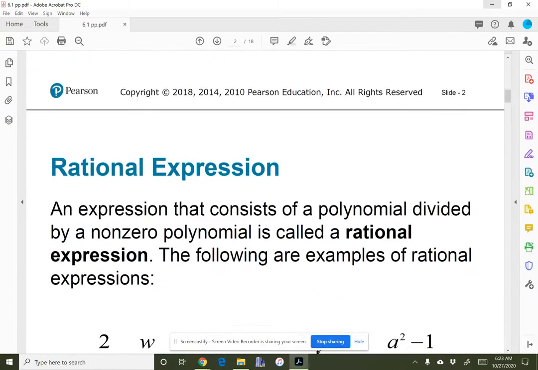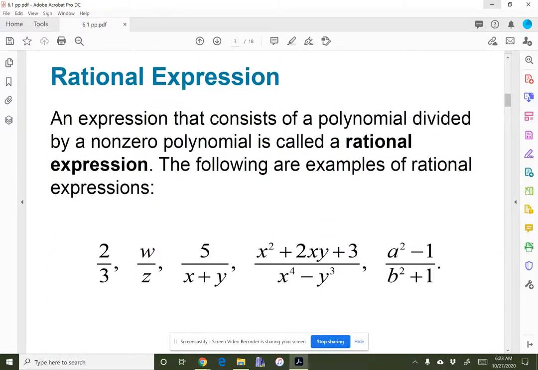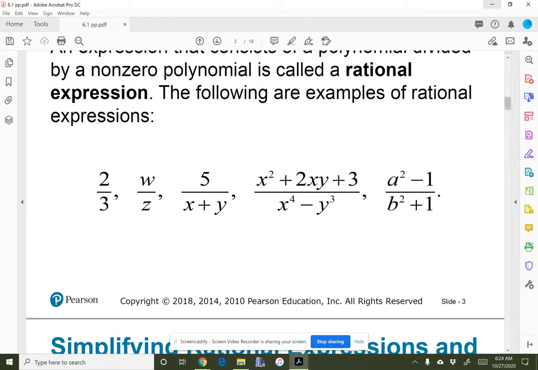So first thing we're going to talk about is what is a rational expression. A rational expression, in the fancy mathy definition of it, is an expression that consists of a polynomial divided by a non-zero polynomial, because we can't divide by zero. That's called a rational expression. The following are examples of rational expressions. They can get as pretty or as ugly as you want, but we're going to treat them all the same.